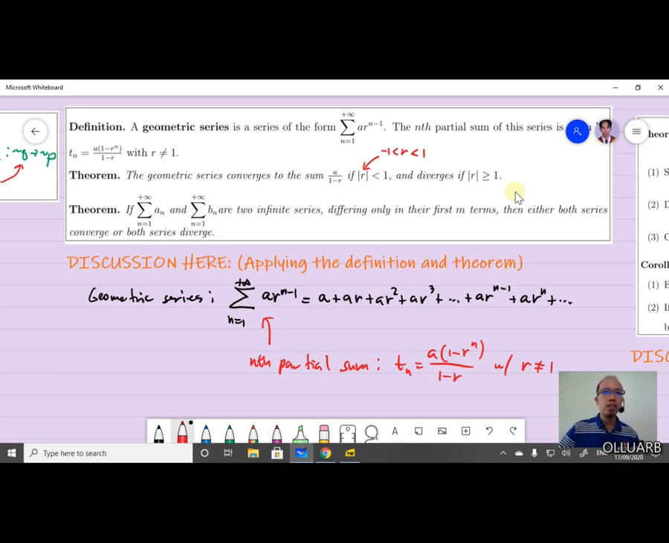Okay, and then for this other inequality, this is negative infinity to negative 1 union 1 to positive infinity. So meaning to say, for the value of r which is between negative 1 and 1, the geometric series converges and the sum is a over 1 minus r. But if the series diverges, then the value of r must be in this interval. Okay, so let's have an example.